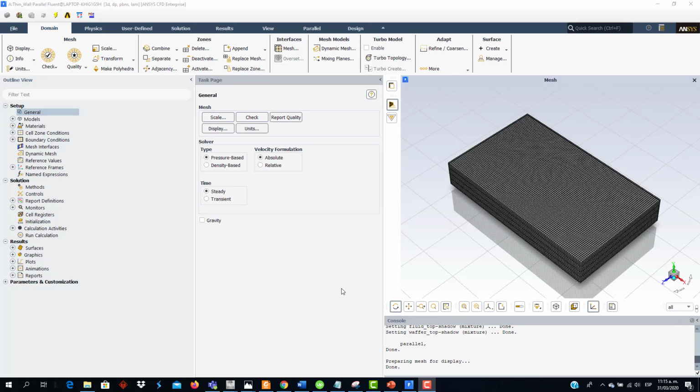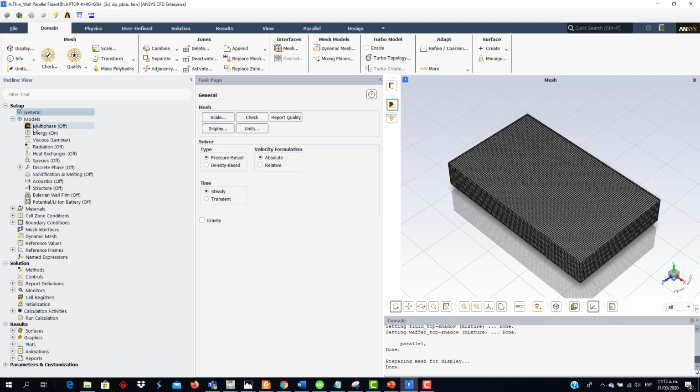Okay, now we are going to perform the setup of the simulation. We are going to perform a steady state simulation. We are going to enable the energy equation, and we are not going to use for this case any turbulence model because the fluid is going to be static. Okay, then it is not required to use a turbulence model. The fluid will not be flowing.